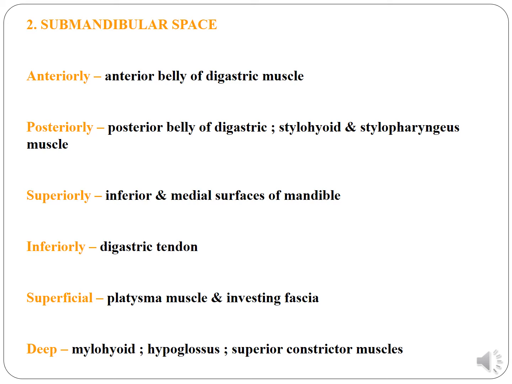Submandibular space: you have the anterior belly of digastric, and posteriorly you have the posterior belly of digastric with the stylohyoid and stylopharyngeus muscle. It is just below the mandible, and then you have the inferior border of mandible.